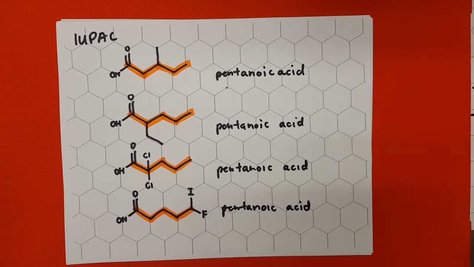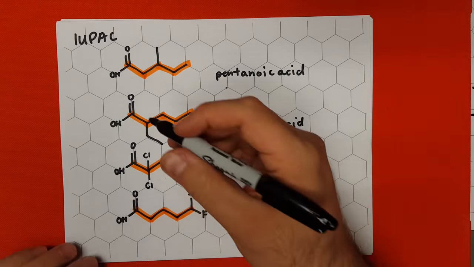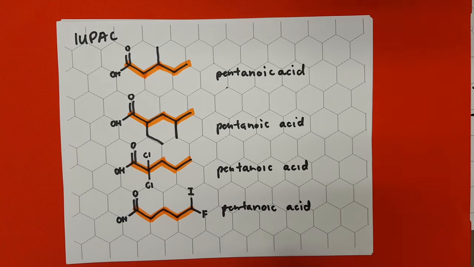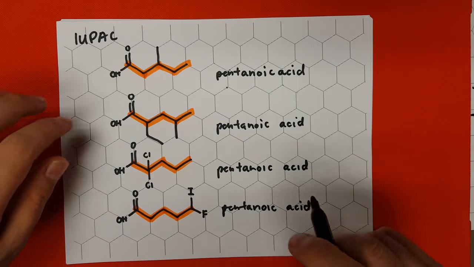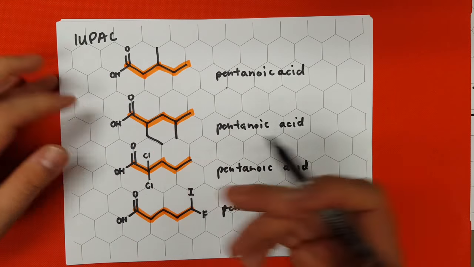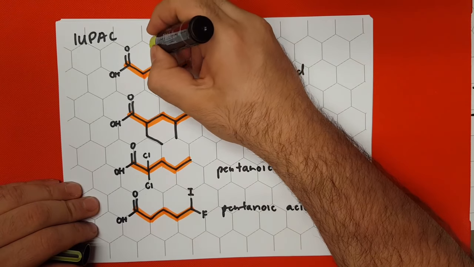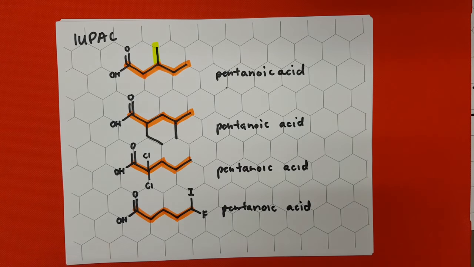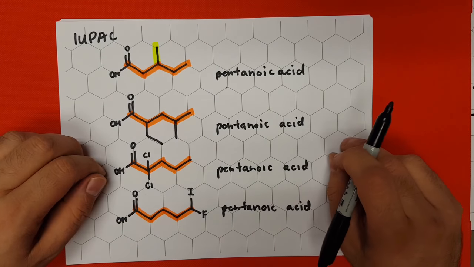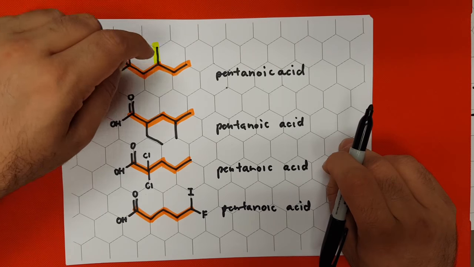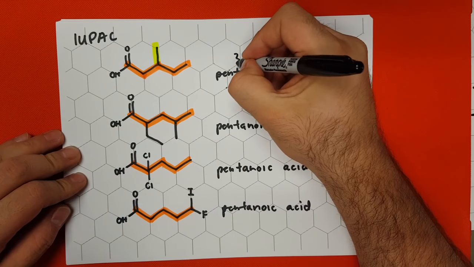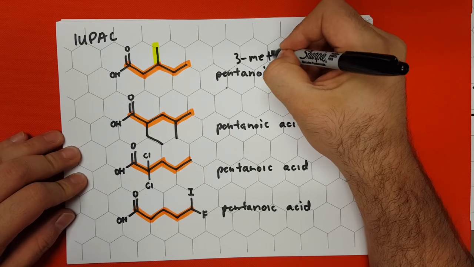Right? So in this case, let me add something else here, just so that it serves for the example. So we have our pentanoic acid, but then what do we have attached? We look at this one, yellow, and it's a methyl group, and the methyl group is attached at 1, 2, 3, 3-methyl pentanoic acid.